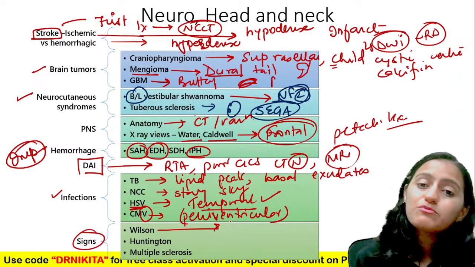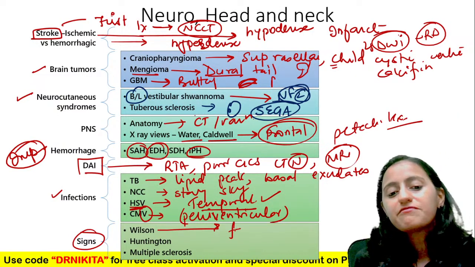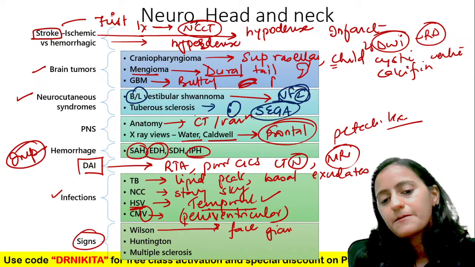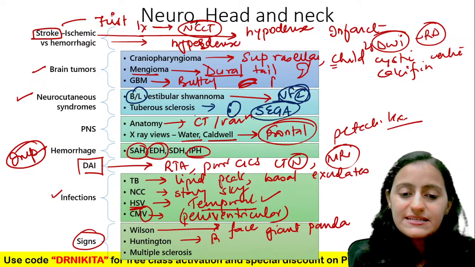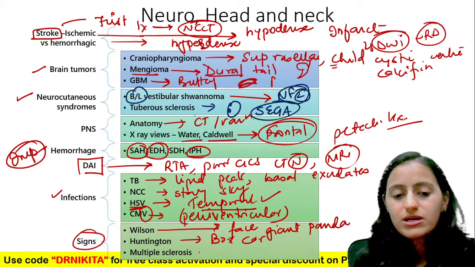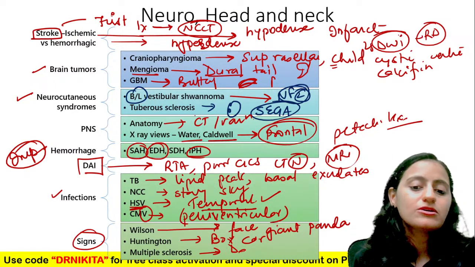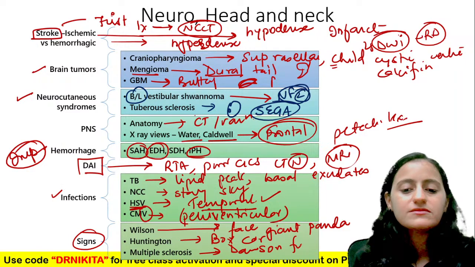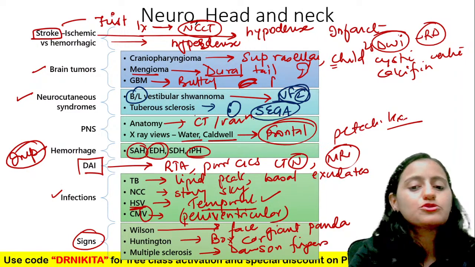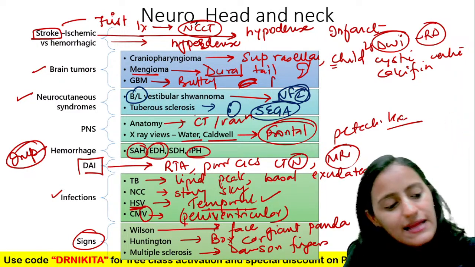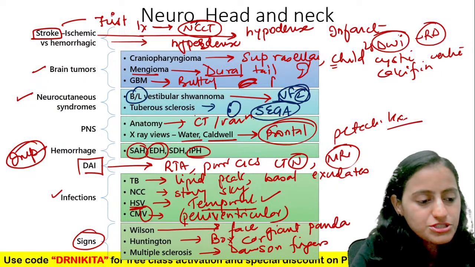Next are the important signs in neuroradiology, like you have Wilson's disease. What sign do you have in Wilson? Remember, Wilson has a face like a giant panda. So, face of the giant panda sign. Huntington's disease has boxcar ventricles, and multiple sclerosis has Dawson's fingers. Okay, multiple sclerosis has Dawson's fingers. So, this is like the must-know from neuroradiology.